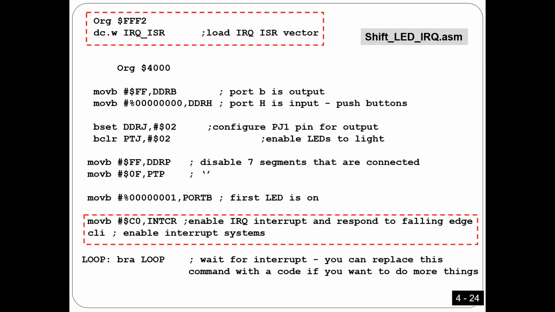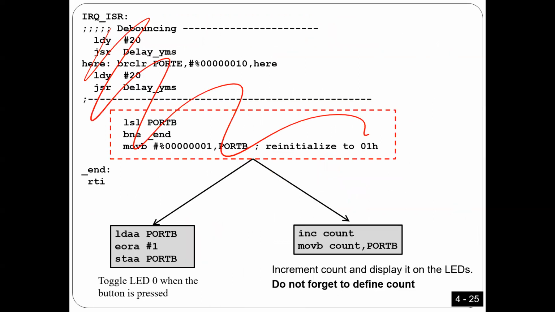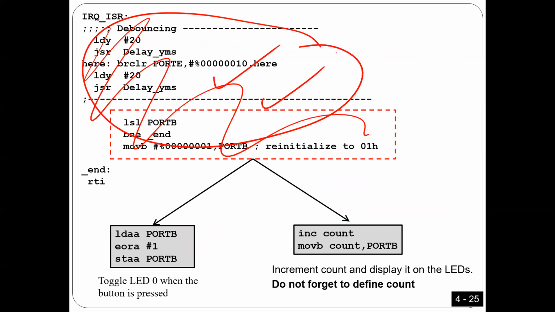Every time you want to use IRQ, just copy and paste. That's why I'm saying programming interrupts is easy. By changing the application, all you have to do is change what I wrote here. That's it. Give me an example. I'm going to give you an example.